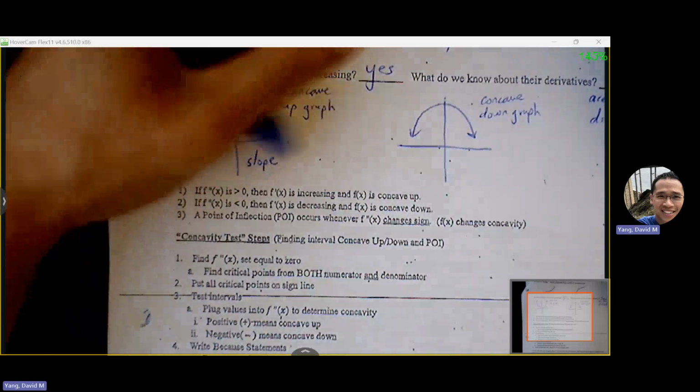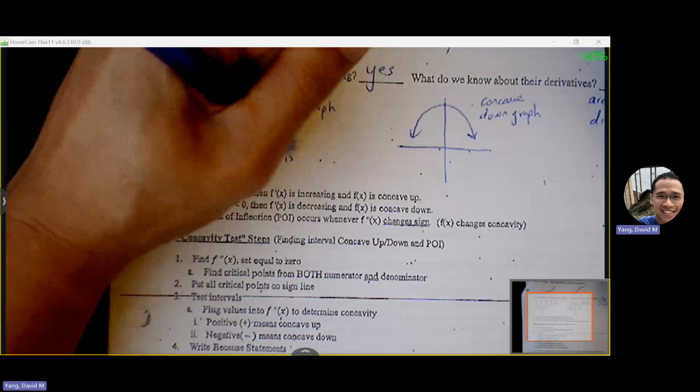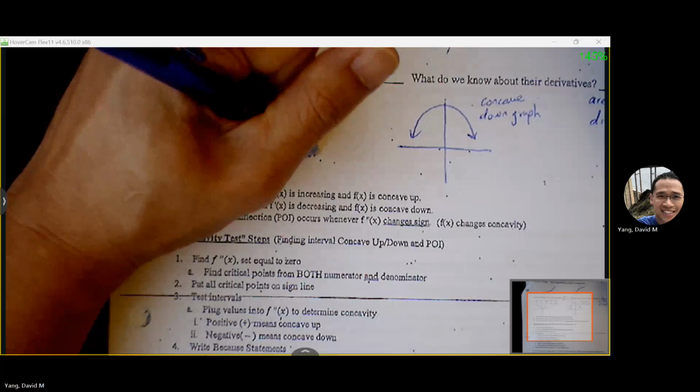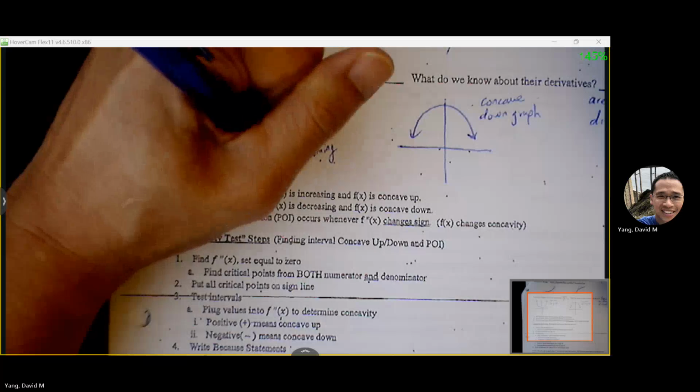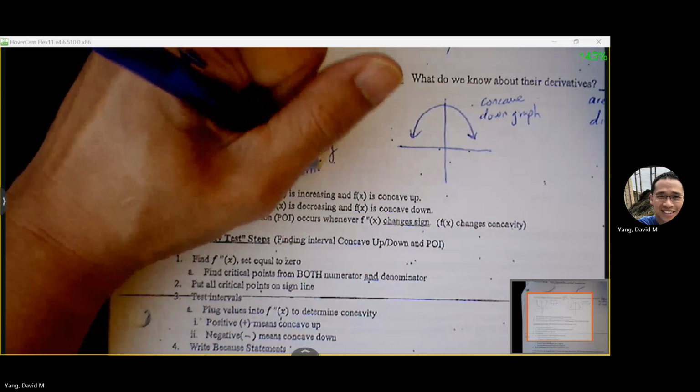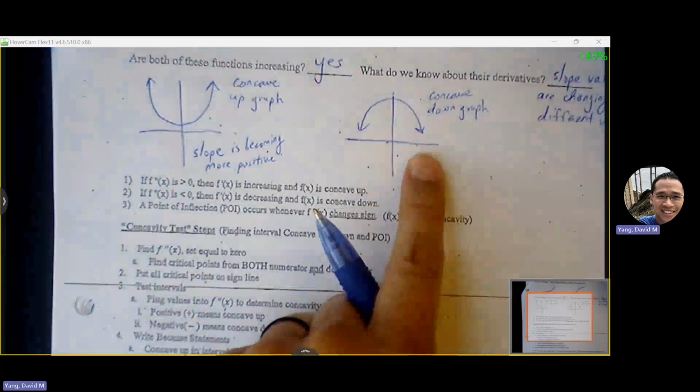So here, the common pattern is that the slope values, and we always read from left to right, the slope is becoming more positive. And then for a concave down graph, your slope is becoming more negative.